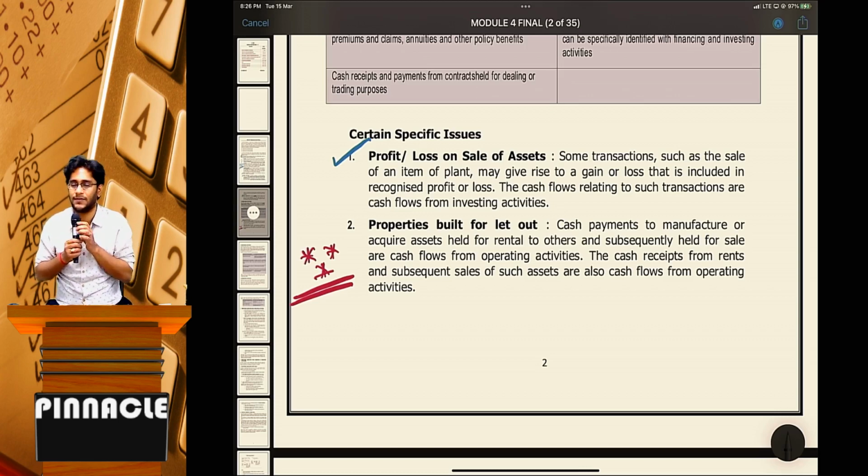But look at this case: I bought an asset, I give it on rent. Again, the asset, I sell it in the ordinary course of my business only. In that case, buying assets, selling assets, earning rental, all this is part of my core business. Therefore, when you buy an asset, it is an outflow in operating activity. When you sell an asset, it is an inflow in operating activity. When you earn rental income, that is your business, so how will you call it investing activity?